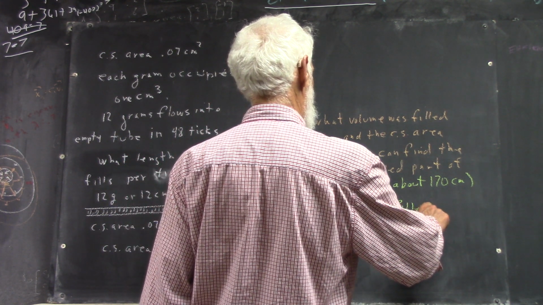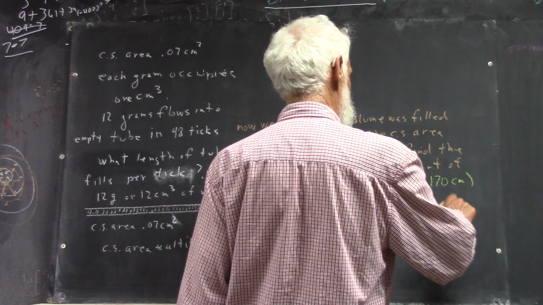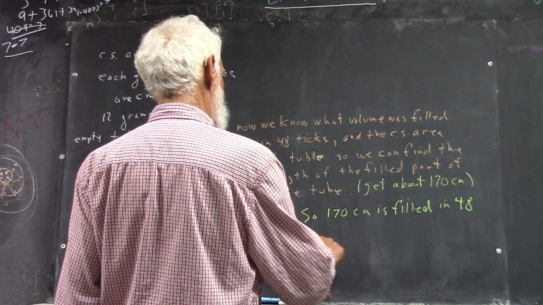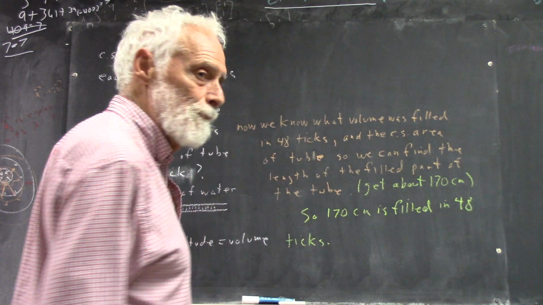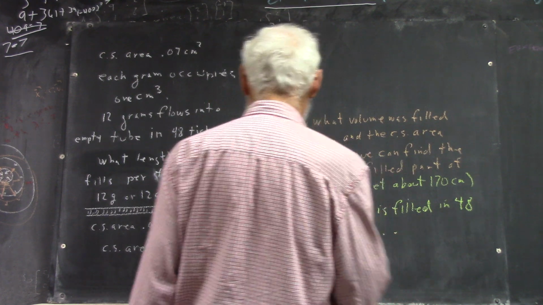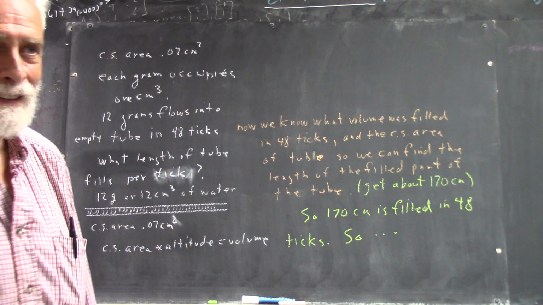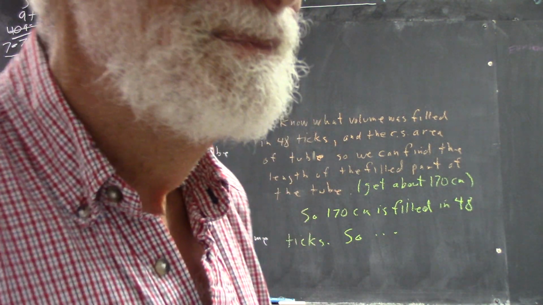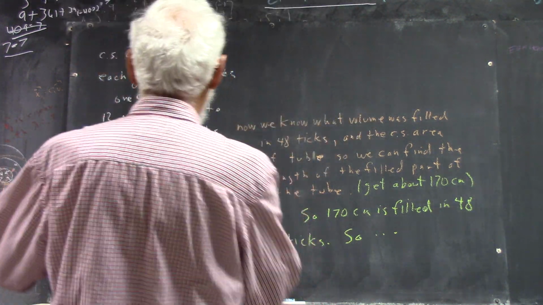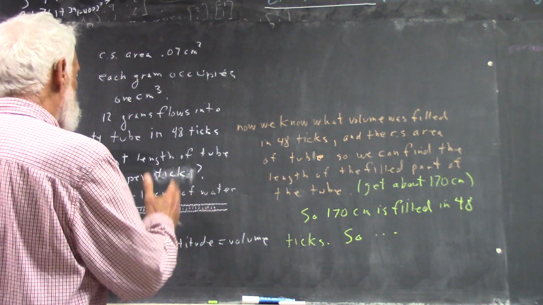Corbin's like, "This far, dude." I'm like, "How many ticks is this far?" 48. And how many ticks does it take to fill 170 centimeters? 48. So how do you figure out how long it takes to fill 1 tick? 48 divided by 170, or 170 divided by 48? Yes. It was a vague question. You just chop this 170 centimeters into 48 pieces, right?